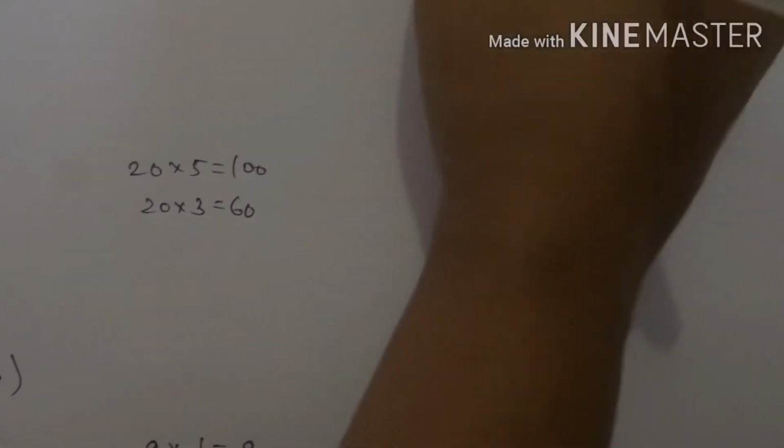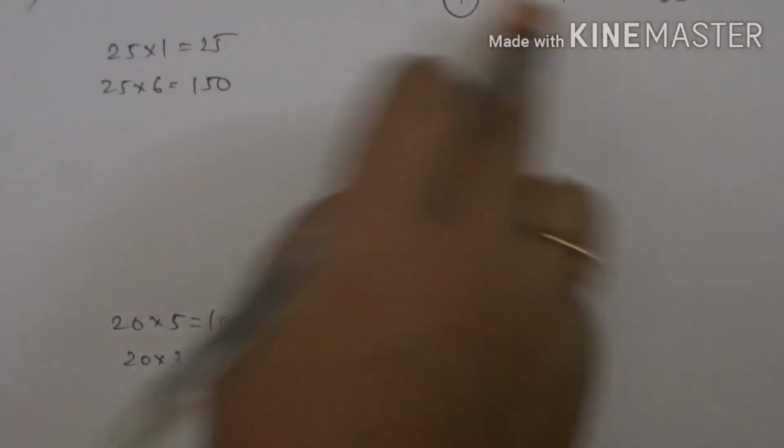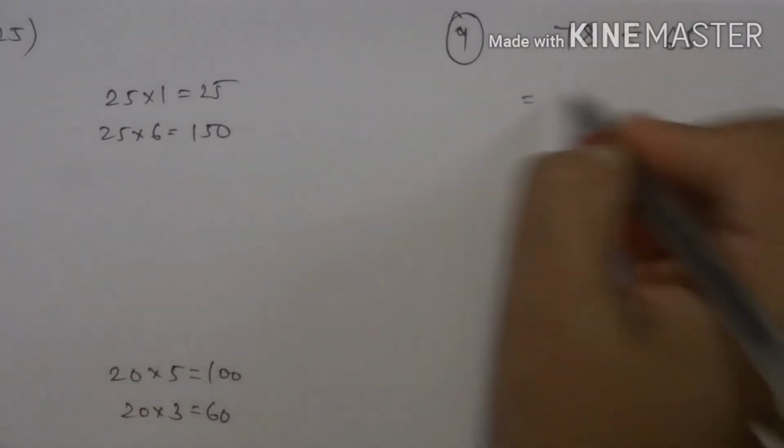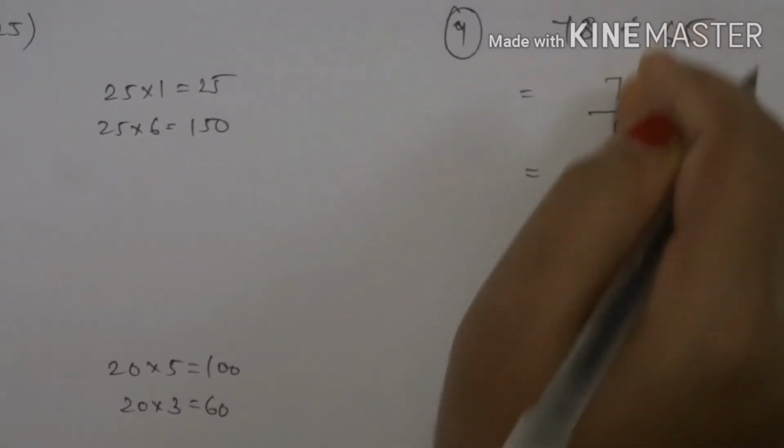See the 9th sum, children. 78 divided by 65. This is your 9th sum. 78 divided by 65. Write it in fraction form: 78 divided means upon 65. Now children, think of the table again.